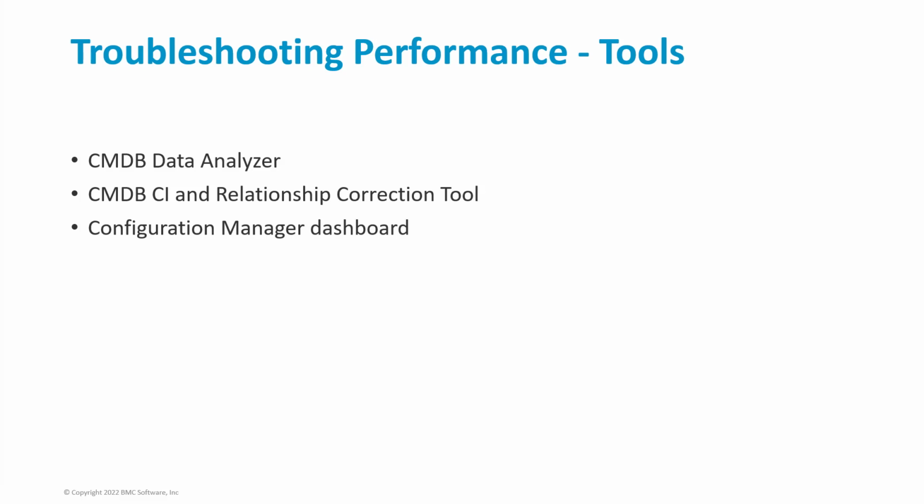The CI and Relationship Correction tool is a command line utility that can help you troubleshoot and clean up data in the CMDB. You can use the tool to troubleshoot invalid relationships, invalid dataset IDs, invalid CI relationships, and to manually verify your data model.